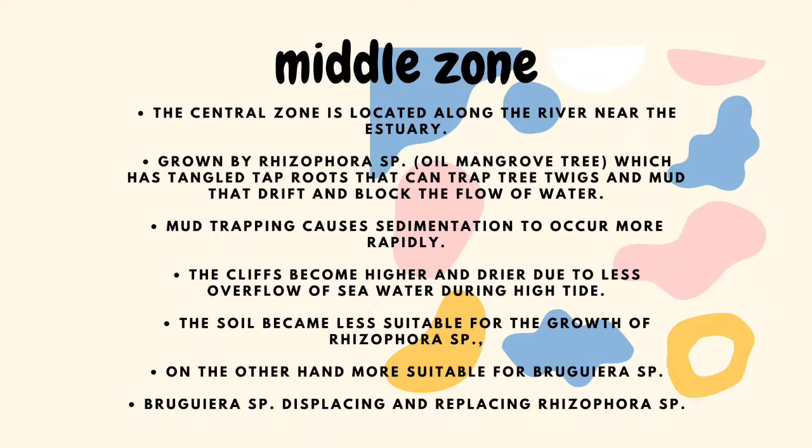Next, middle zone. The central zone is located along the river near the estuary. Mud trapping causes sedimentation to occur more rapidly. The land becomes higher and drier due to less overflow of seawater during high tide.